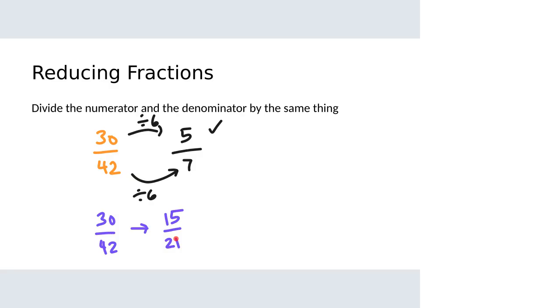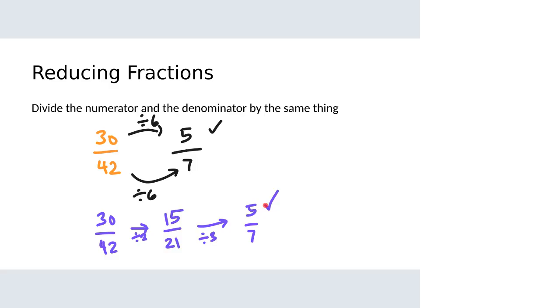I need to keep going, but I have reduced it by dividing those by 2 because they were even numbers, so I knew I could. Now I look at 15 and 21 and I think, hey, 3 will go into both of those. So here we divided by 2. Now we're going to divide by 3. 15 divided by 3 is 5. 21 divided by 3 is 7. And sure enough, we get to the same place.